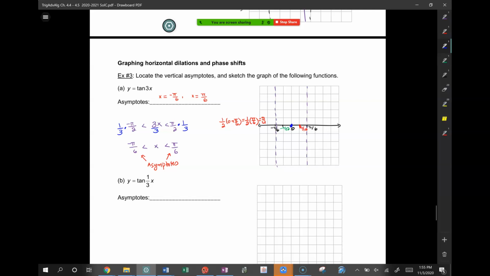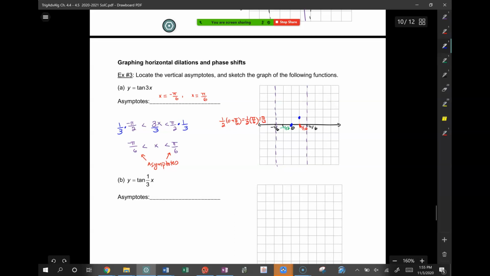Center point on the x-axis, there is a 1 in front of the tangent, so I go up 1, down 1, and I get my tangent. Okay? Questions?